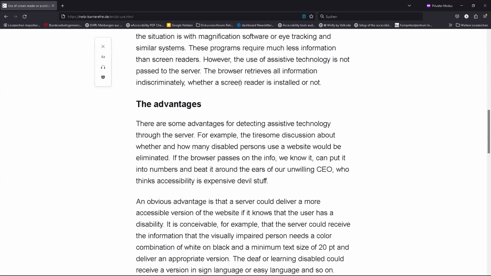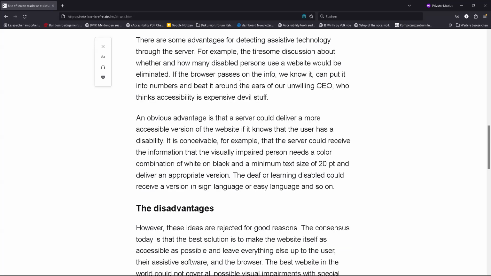Some people say there are advantages when you can detect the usage of assistive technology. The main argument is that you can provide a special version of the website or app to a person who is disabled. But this is already possible. For websites, for example, you can use media queries for persons who need, for example, a high contrast, or people who must avoid animations. That is possible already.